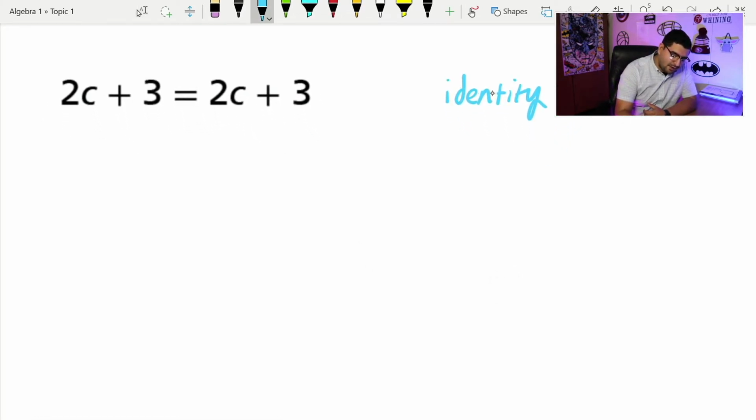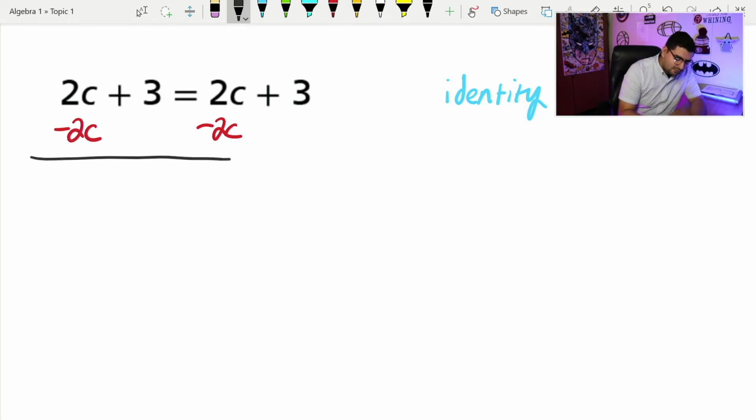Now, let's say you didn't spot that. One thing we would do, if we're trying to solve this as a regular linear equation, is subtract 2c from each side, and the reason why I would subtract 2c is because I would want to get all my variables on the same side. But what we notice happen here is something special. 2c minus 2c gets me 0, and 2c minus 2c gets me 0. The variable canceled out on both sides, and what I'm left with is a statement saying 3 equals 3.